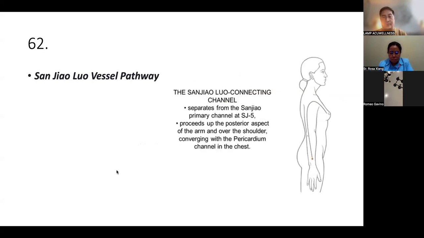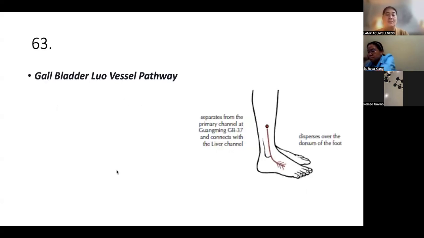Sanjiao. Sanjiao separates from the Sanjiao primary channel at Sanjiao 5, proceeds up the posterior aspect of the arm and over the shoulder, converging with the PC channel on the chest. Okay.